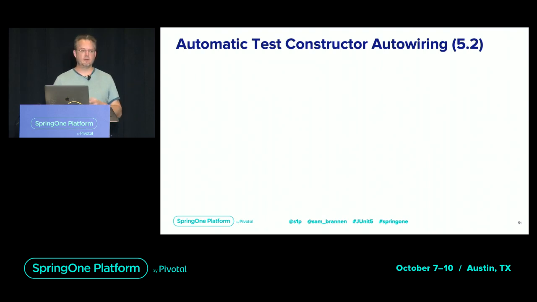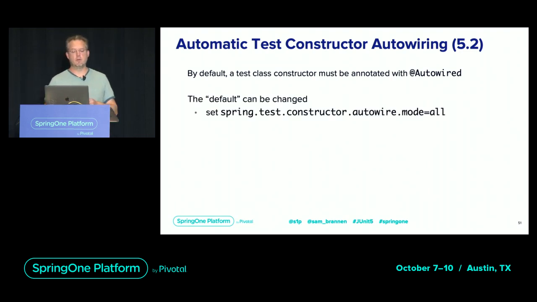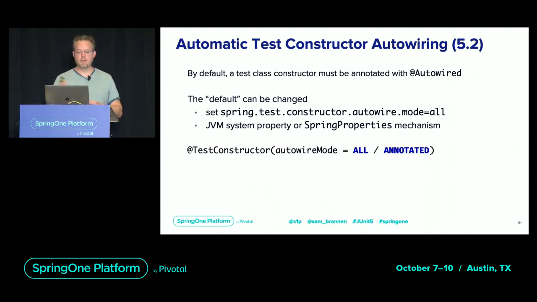So as of Spring Framework 5.2, just released, we have a new mode. This is the default mode, and you can override it. One thing you can do is set the spring.test.constructor.autowire.mode to all, which means please automatically autowire all the parameters for my test constructor. If you want to change that, you can set it via a JVM system property or the Spring properties mechanism, if you're familiar with that, spring.properties in the classpath.